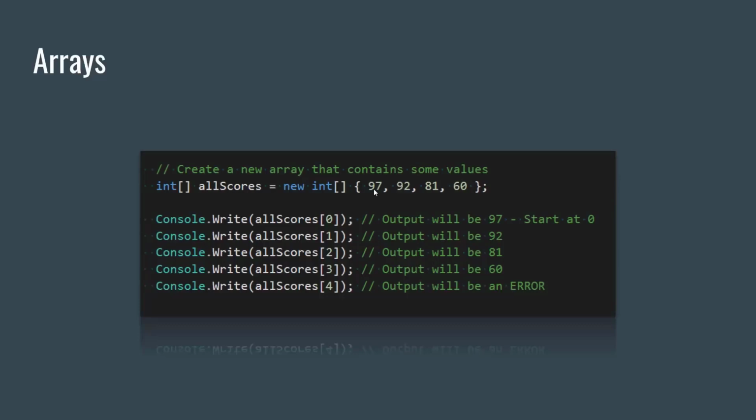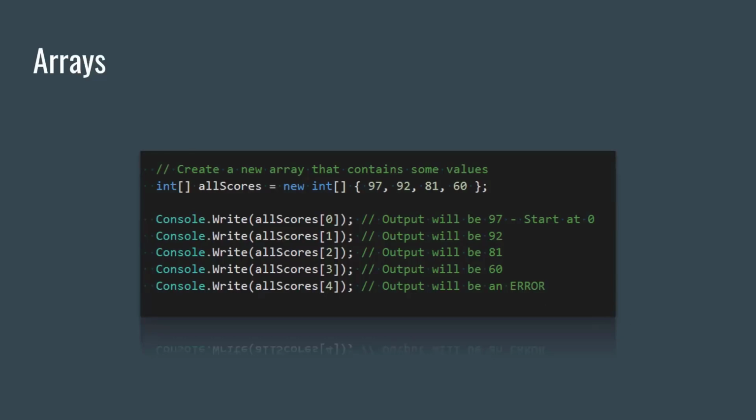Index 2 is 81. So I just skipped 1 just for you to be a little confused. But yeah, you can see here, index 1 is 92, index 2 is 81, index 3 is 60. And now if we try to access index 4, we get an error. It's called index out of bounds exception that we get here. So we're trying to access an element within an array which does not exist. And that's something that we have to be very careful about.